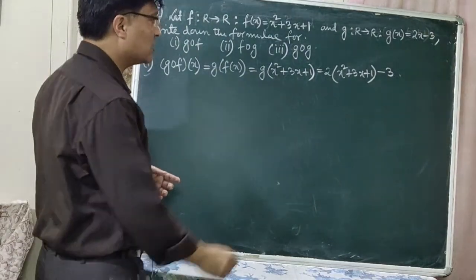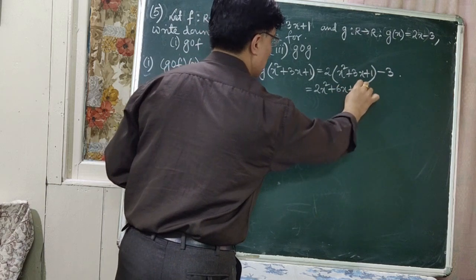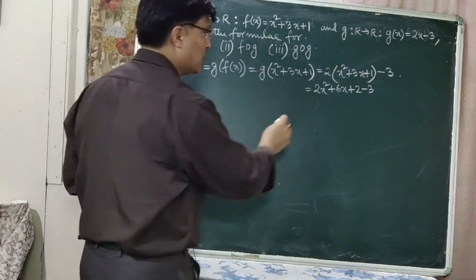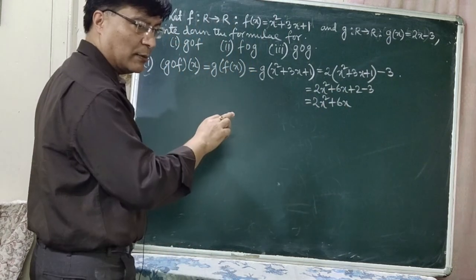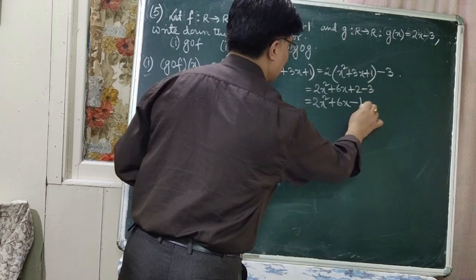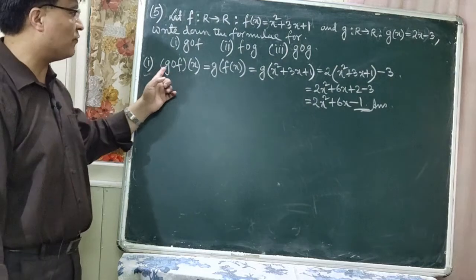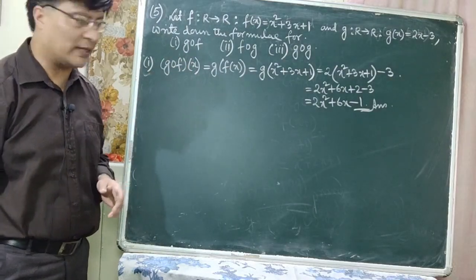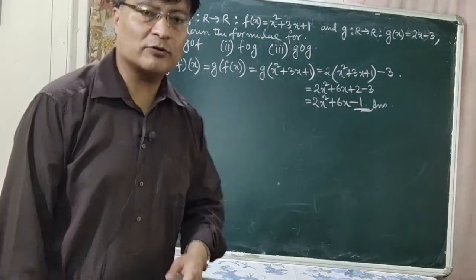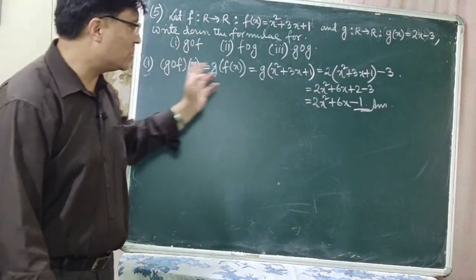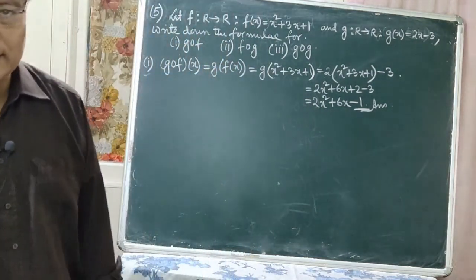So I think you have understood it. So multiply it, which is equal to 2x square plus 6x plus 2 minus 3, right? So which is equal to 2x square plus 6x plus 2 minus 3, this is minus 1. So this is the answer for the first question, that is gof of x, right? So now next, so I think you have understood it. So we have found out gof of x, which is equal to 2x squared plus 6x minus 1. So I think you have understood it, okay?